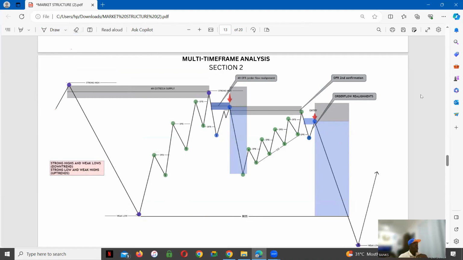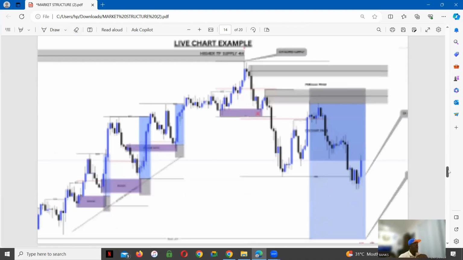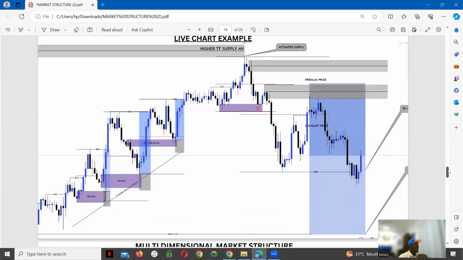So we are going to have a live chart example using the same scenario as explained earlier on. Looking at this chart, you could clearly see that we're in the downtrend, right? Because this is the higher time frame supply level. That means price already came from the top here all the way down here before we are seeing this pullback phase, right?